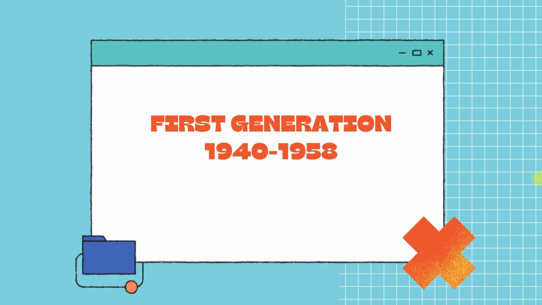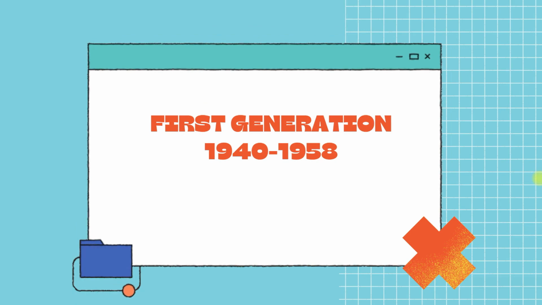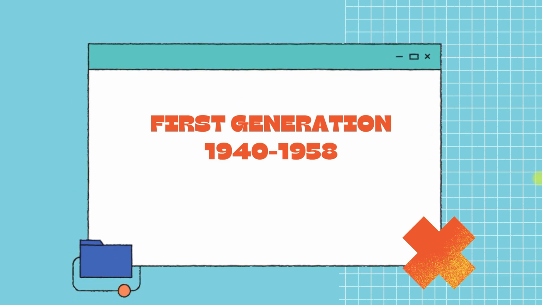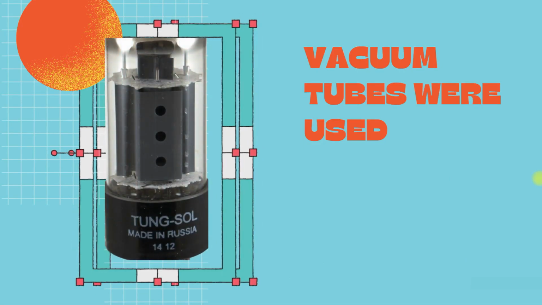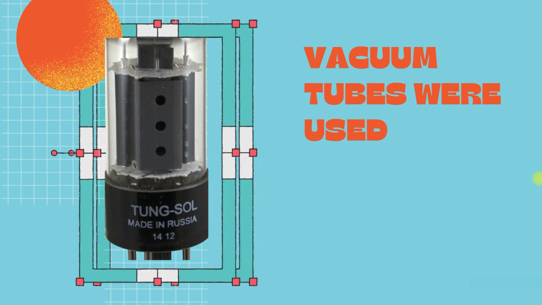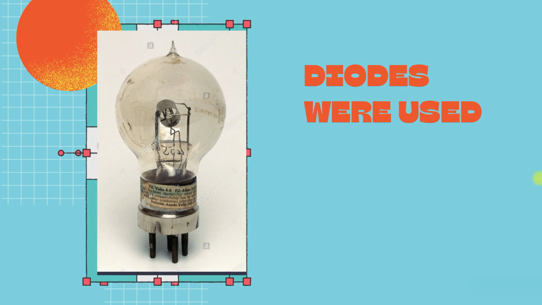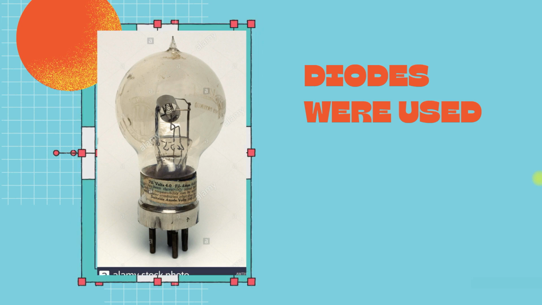Now let's learn first generation computers from the period of 1940 to 1958. This first generation of computers was based on vacuum tube technology. Vacuum tubes were used for calculations, storage and control, invented in 1904 by John Ambrose Fleming. The vacuum tubes and diode valves were the chief components of the first generation of computers. It is similar to our electric bulb with filament.